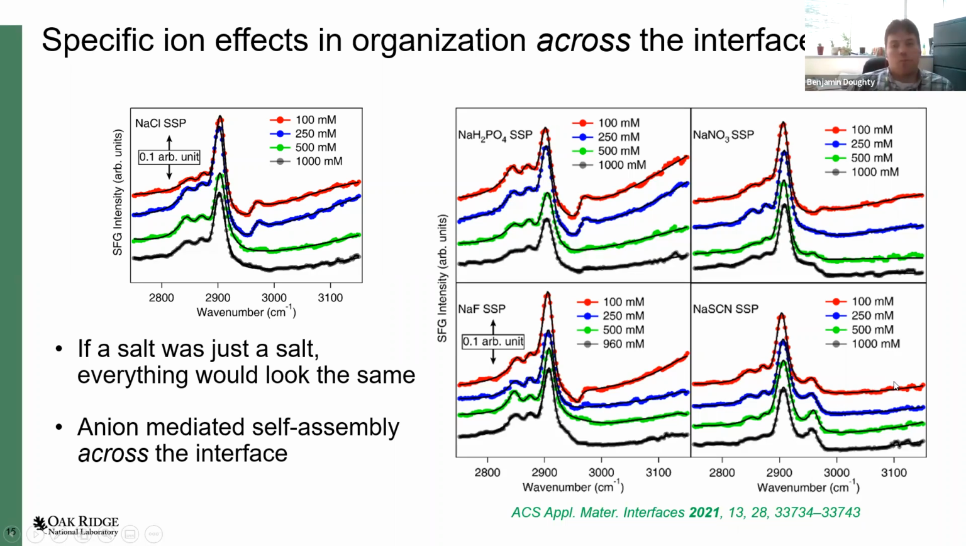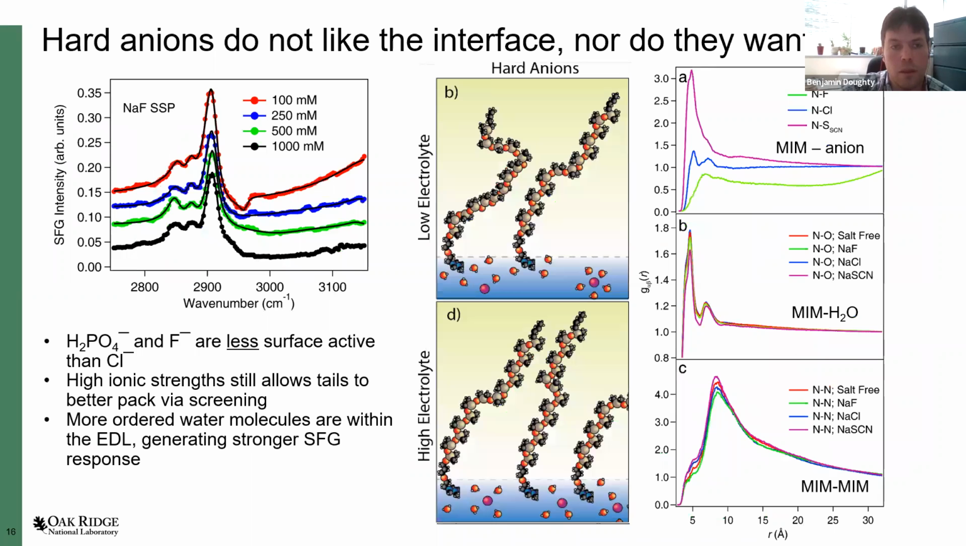So if a salt was just a salt, everything would look the same, and you wouldn't see any differences. The fact that you have anions now apparently changing the structure of the tail across the interface suggests there's some sort of interaction with those ions and the head groups in the aqueous phase that's more important than just purely electrostatics.